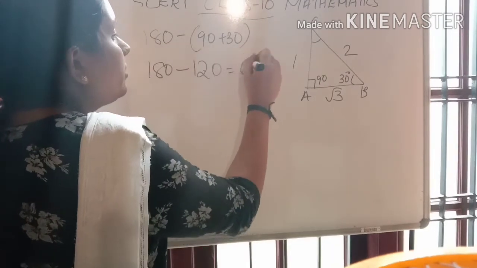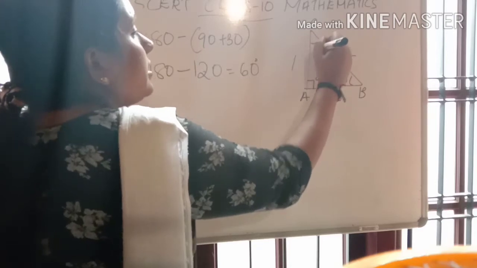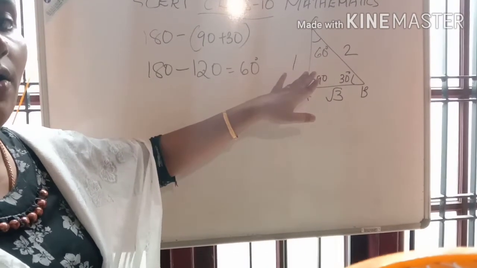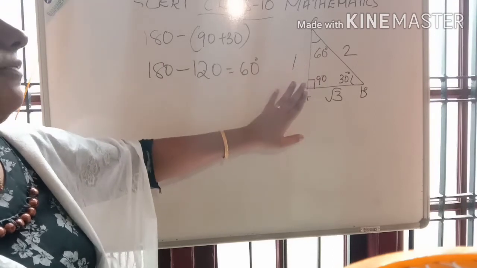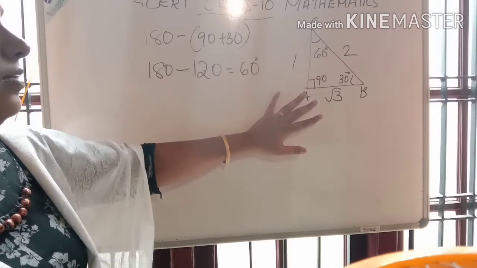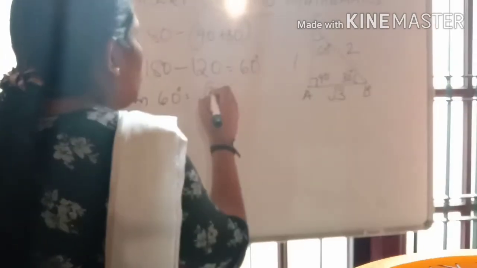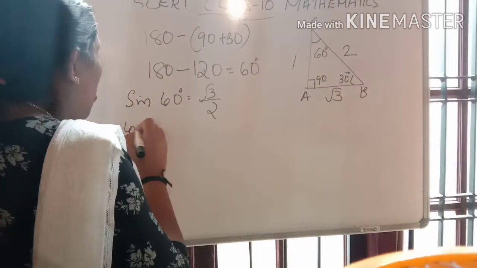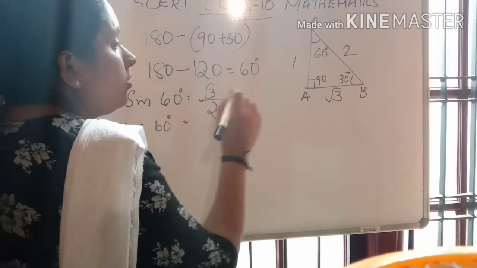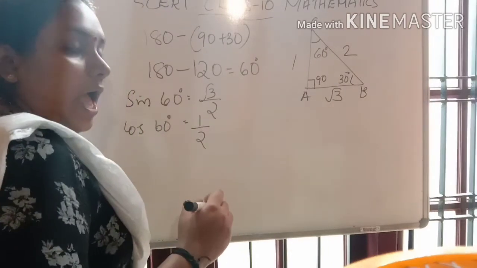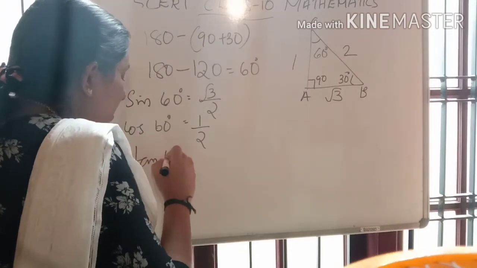From this triangle we can also find the other trigonometric functions. Sin 60 is equal to opposite side by hypotenuse, that is root 3 by 2. Cos 60 is equal to adjacent side by hypotenuse. Tan 60 means opposite side by adjacent side, that is root 3 by 1.